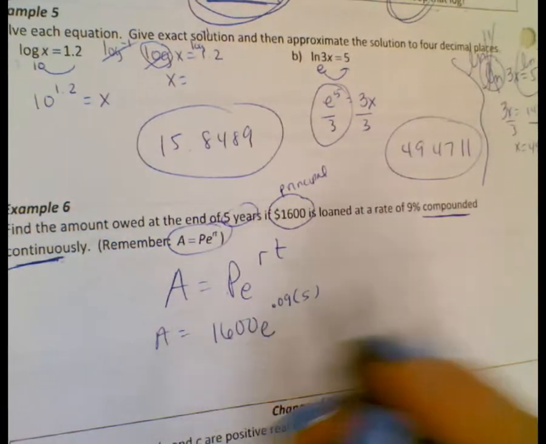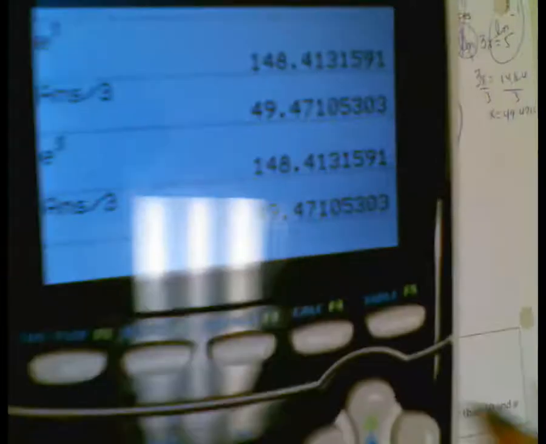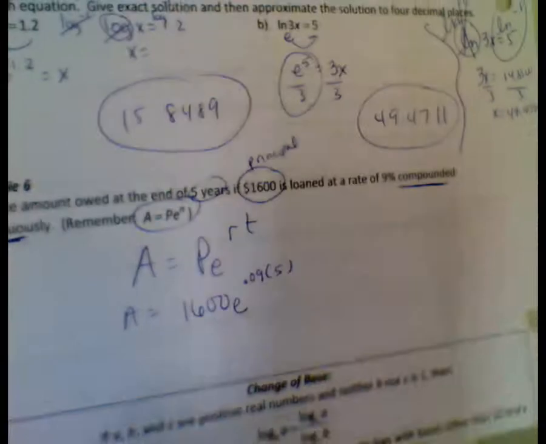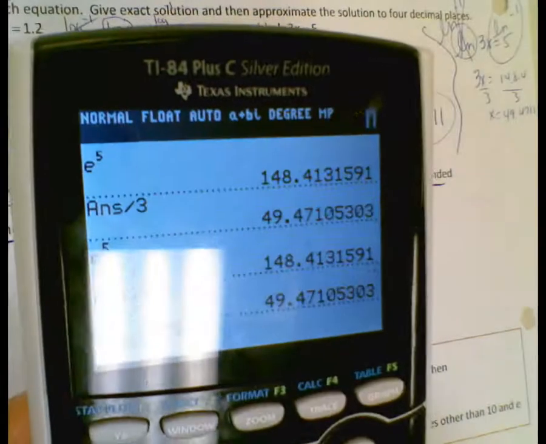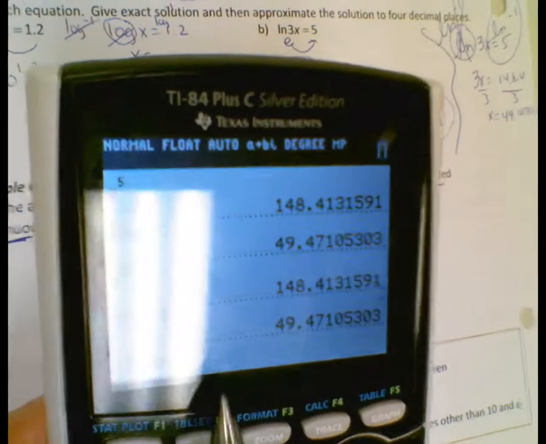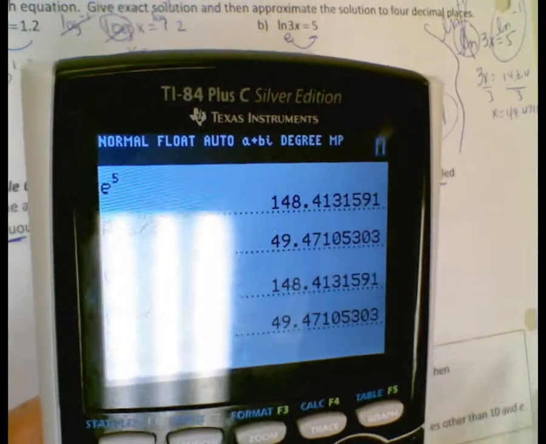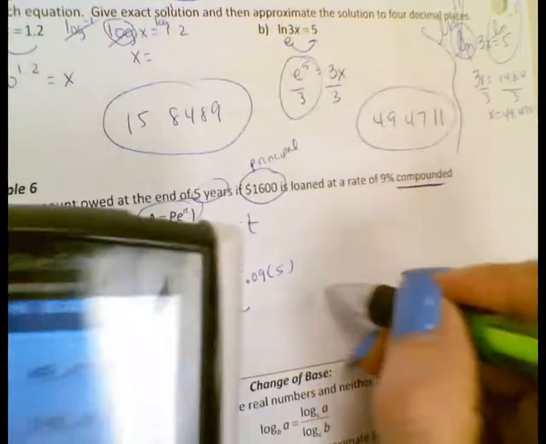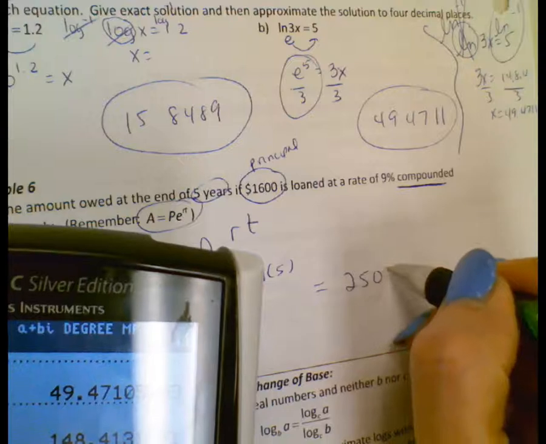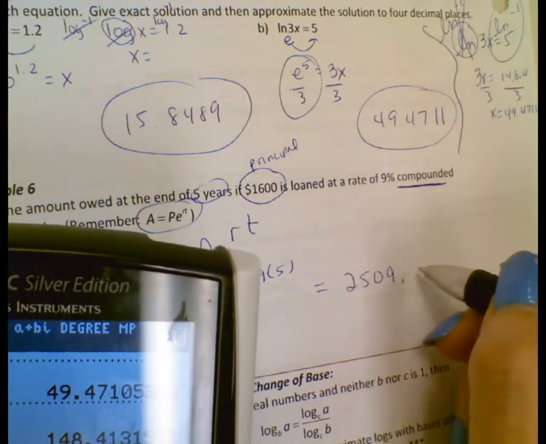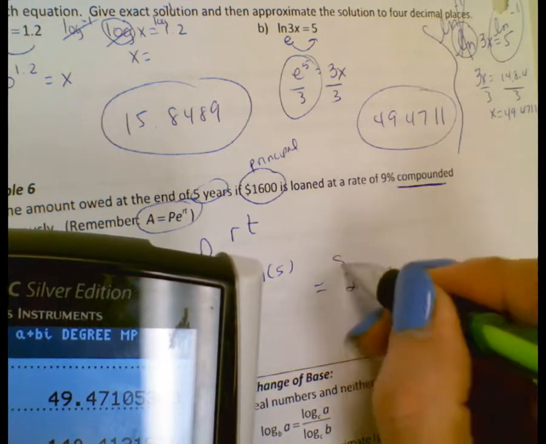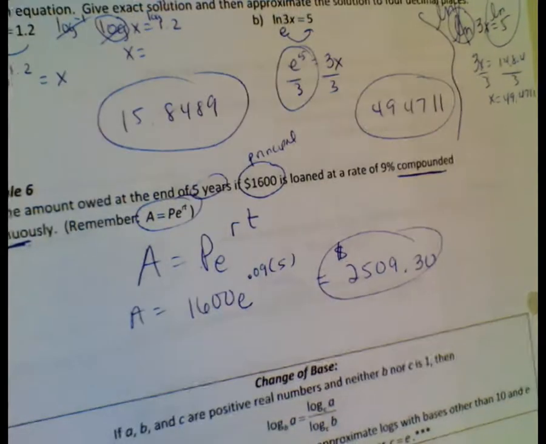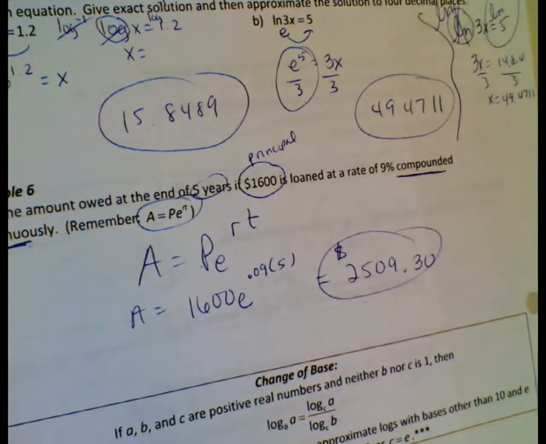And we're going to find the amount of money owed. So we're going to go 1,600 e raised to the 0.09 times 5. On older calculators, you need parentheses around the 0.09 and the 5. So at the end of 5 years, you will have paid the person that you borrowed from $2,509.30. That's how much you would have paid them at the end of 5 years for taking that loan out.